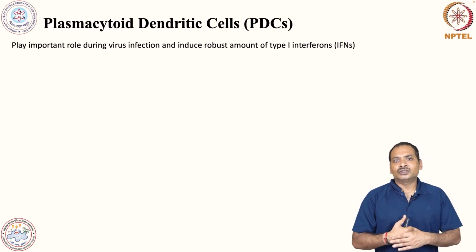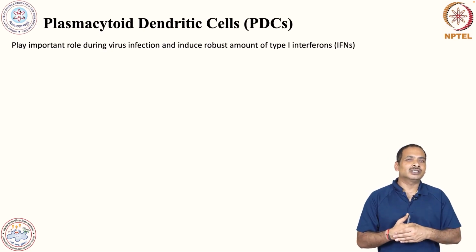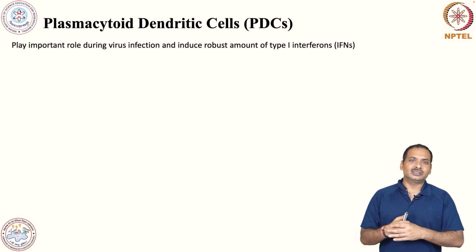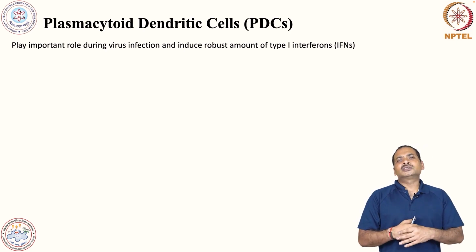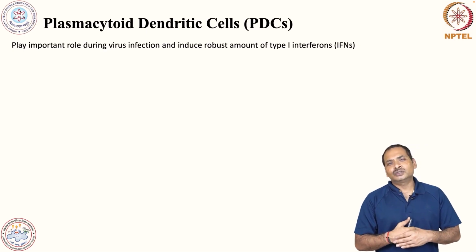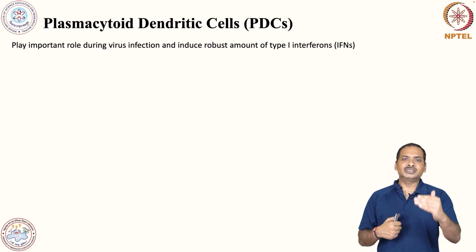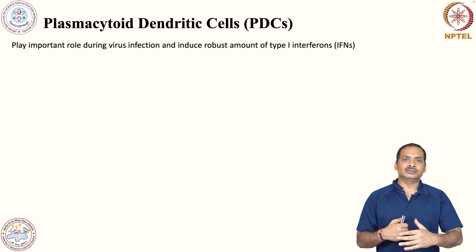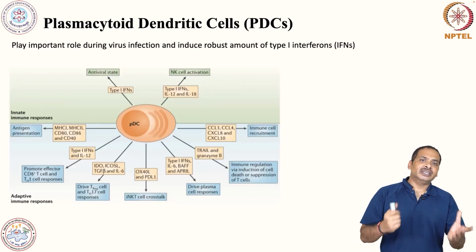These type 1 interferons are synthesized and stabilized, and we call it a pegylated interferon. This is used as a therapeutic. So PDCs produce tons of type 1 interferon during virus infection. Please remember, PDCs are key players in virus infection. And how does it work? It basically makes an antiviral state.